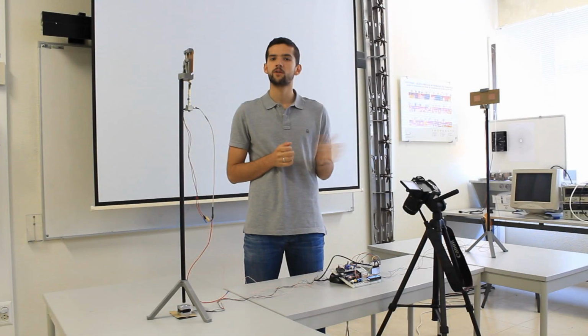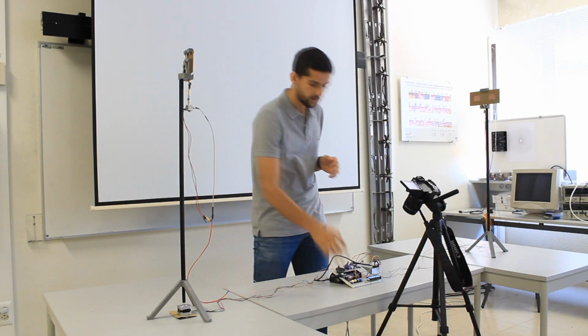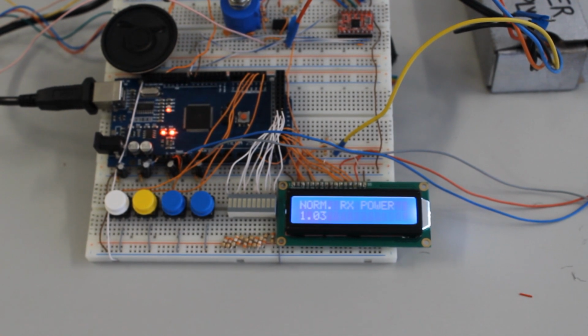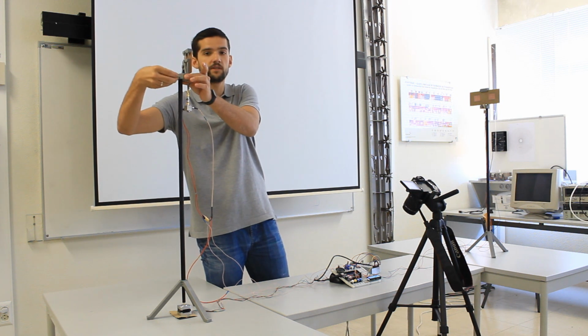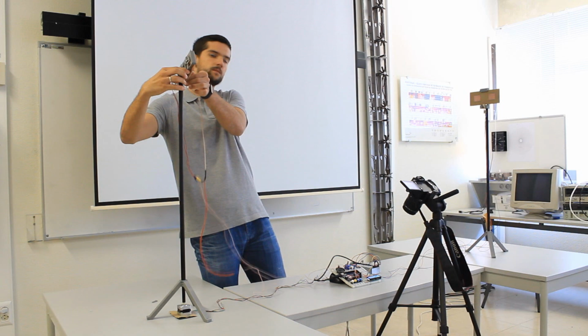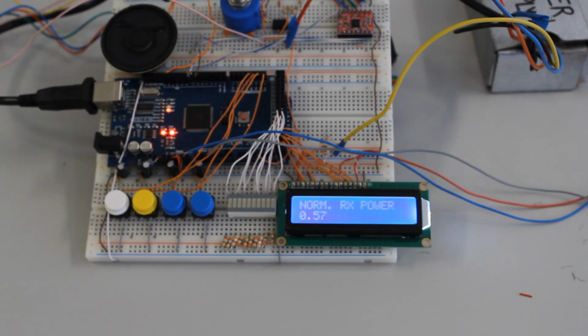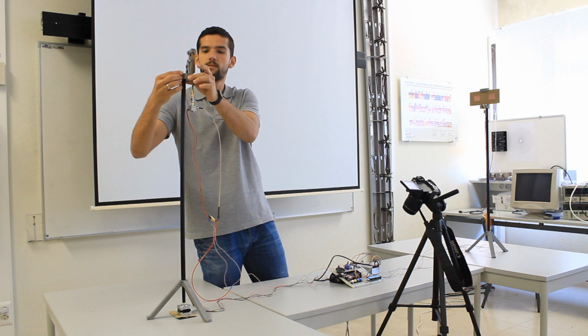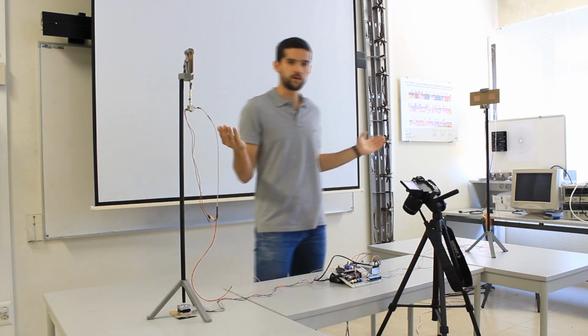In addition, we can also hear the received power, or normalized received power, and it's currently at its maximum. But if I change the polarization of this antenna, you will see that the frequency of the buzzer changes completely, which shows us the polarization of our antennas.